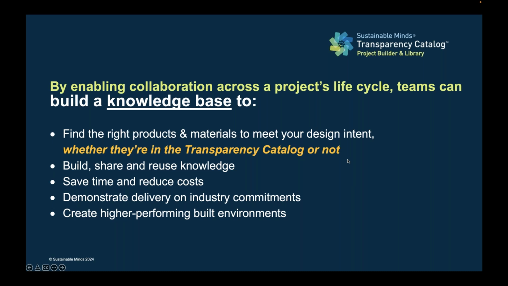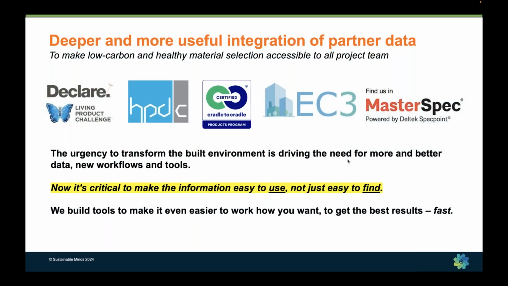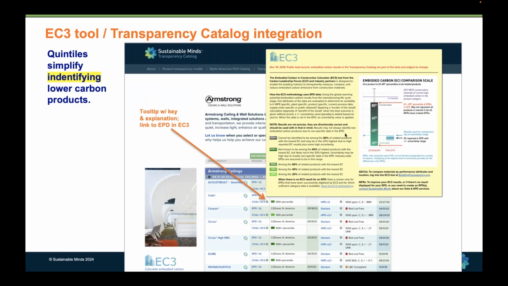And what we're doing is enabling collaboration across the project's lifecycle to build an internal digital knowledge base for organizations of the right products and materials that meet their design intent, actually whether they're in the Transparency Catalog or not, to build, share, and reuse knowledge, just exactly, Jack, as you had said, that we are each other's best resources. So how do we preserve and share that knowledge? Save time, because this is all really time consuming, ultimately deliver on industry commitments. And what we're all trying to do is build higher performing, less impactful buildings. And so as I mentioned, what we've always tried to do is take the data from our partners and not only make it easy to find, but make it easy to use. Again, making it more understandable.